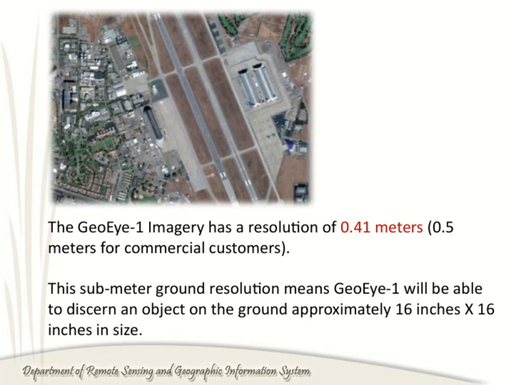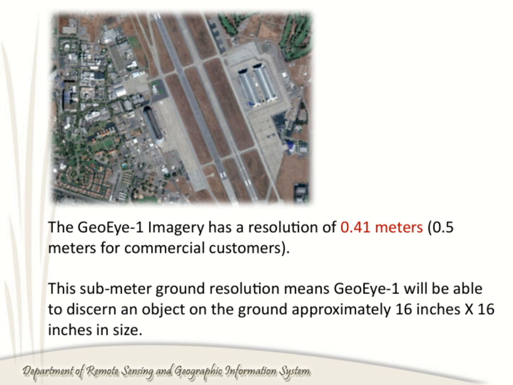Let's talk about the resolution of the GeoEye-1 imagery. It has a resolution of 0.41 meters, which is roughly half a meter, but for our commercial customers, it's slightly less at 0.5 meters. This means that the ground resolution is sub-meter, allowing us to see objects on the ground that are approximately 16 inches by 16 inches in size.